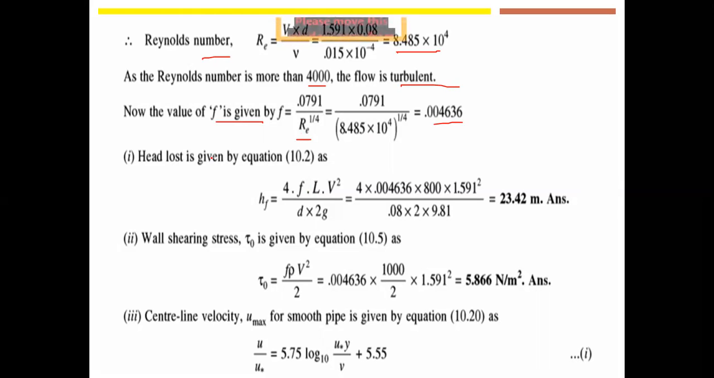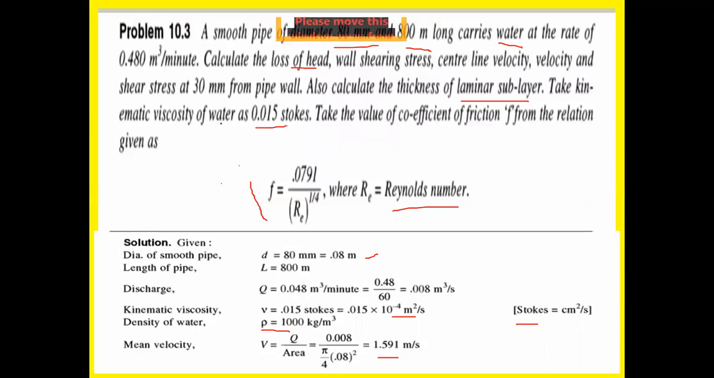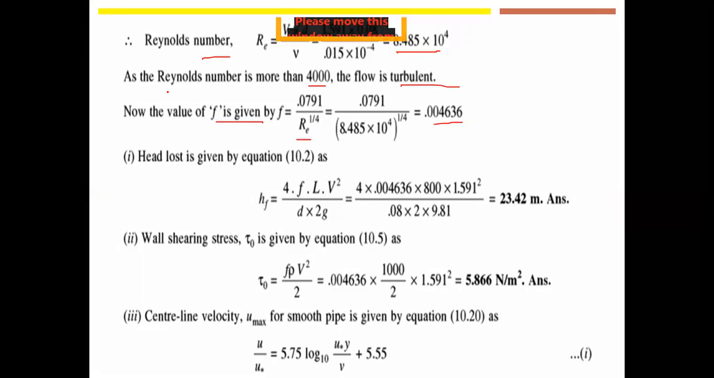Now start doing. What did they ask? Take the value of coefficient of friction. Calculate the thickness of laminar sublayer, take the viscosity, calculate the loss of head, wall shearing stress, center line velocity, velocity under shear stress.